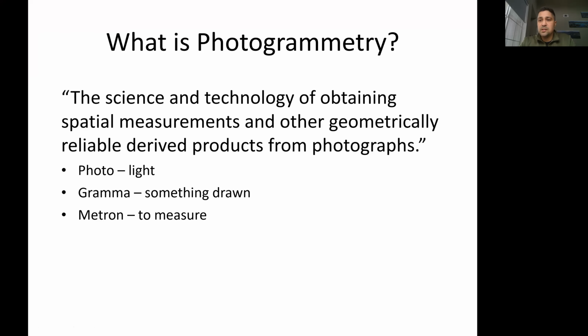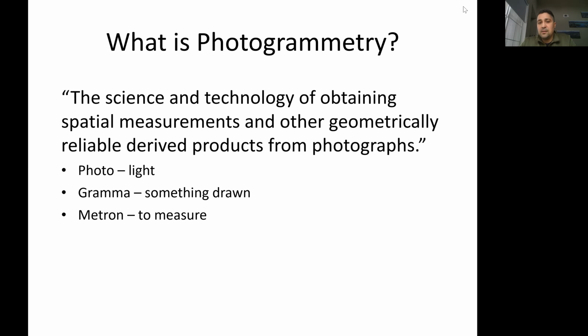Okay, let's talk about what is photogrammetry. Break it down in a definition. Try to make this as simple as possible, although it's not going to be, just because it's such a long word with a lot of things going on here. But what we're going to say is this is the science and technology of obtaining spatial measurements and other geometrically reliable derived products from photographs.